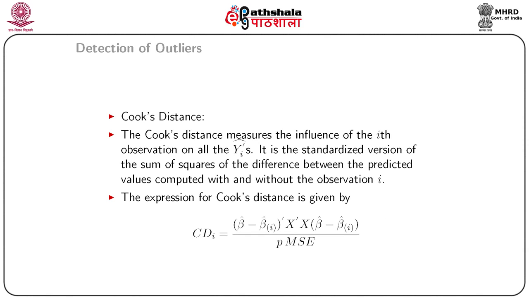A third measure that we use sometimes to detect outliers is Cook's distance. Cook's distance measures the influence of the ith observation on all the y_i hats. It is the standardized version of the sum of squares of the difference between the predicted values computed with and without the observation i. The expression for Cook's distance is given by (beta hat minus beta_(i) hat) prime times X prime X times (beta hat minus beta_(i) hat) divided by p times MSE.